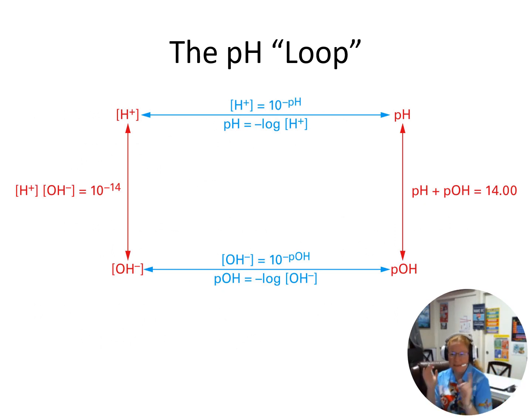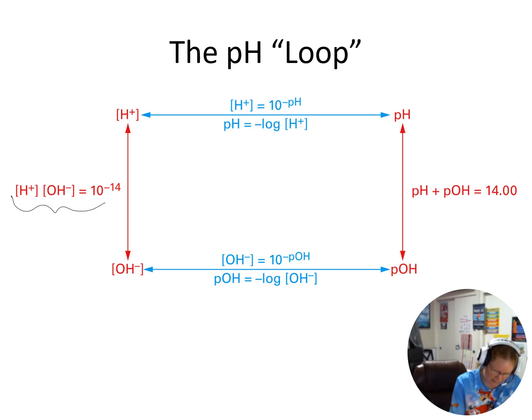Now, we have this pH loop, okay? I have a whole bunch of interrelated terms here. Whenever I'm dealing with pH, I'm also dealing with hydronium ion concentrations, hydroxide ion concentrations, and this pOH. So we looked before at this right here. Okay, this is that KW number.